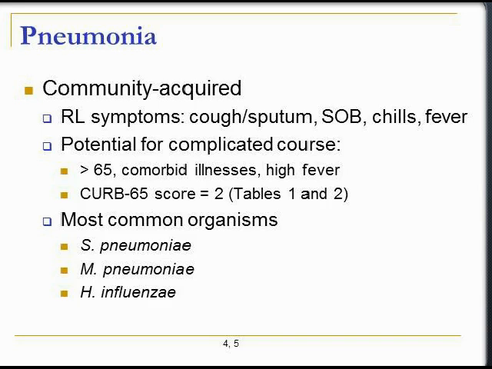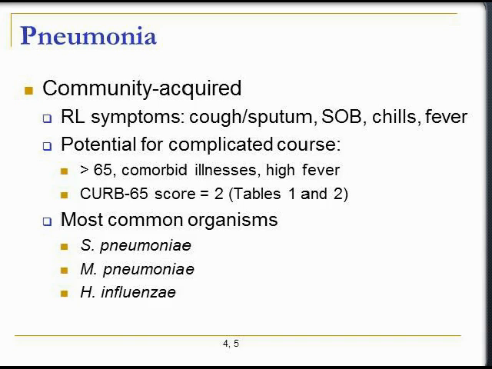So I want to flip back before we get into the specific question for that particular case. Flip back to pages 4 and 5. I have the symptoms there for community-acquired pneumonia. RL is experiencing a number of those, including a cough that's productive with sputum, shortness of breath, chills, and fever.